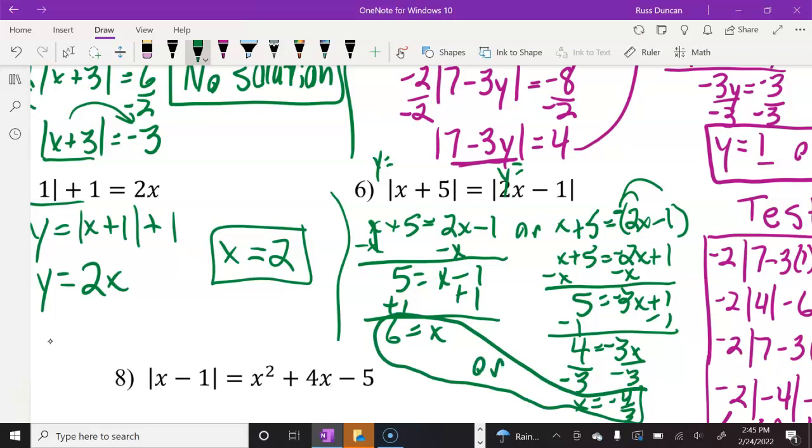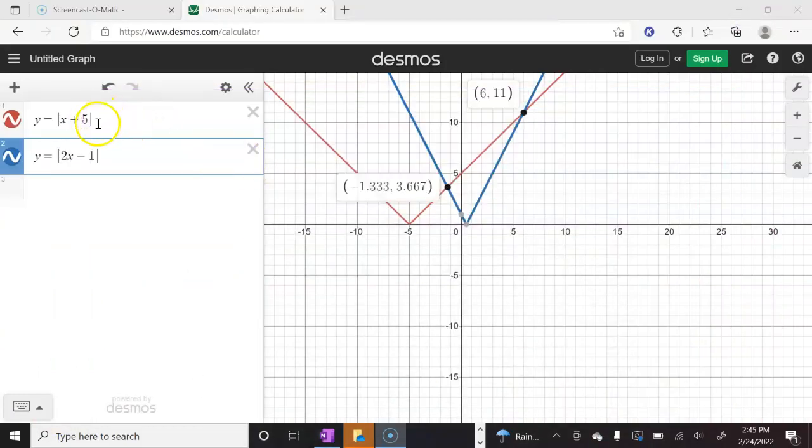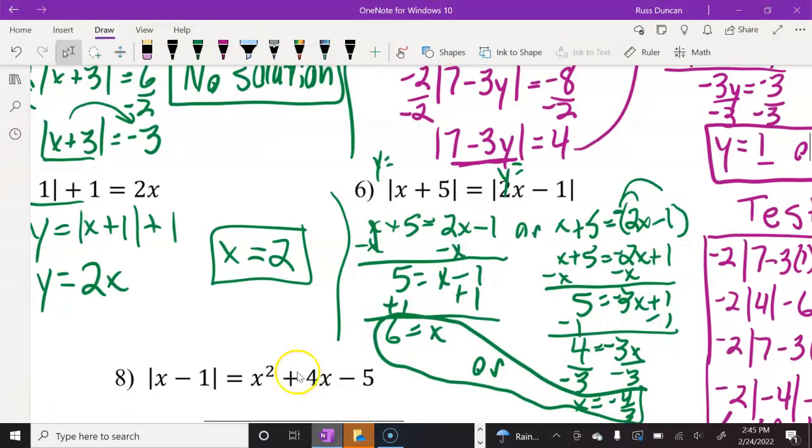So these are my two answers. Okay, now let's look at this in Desmos. So in Desmos, these are my two equations. Notice that I have 6, which we said. I've got negative 1.33. Well, if you type negative 4 divided by 3, you get negative 1.33. So there you go. Okay.